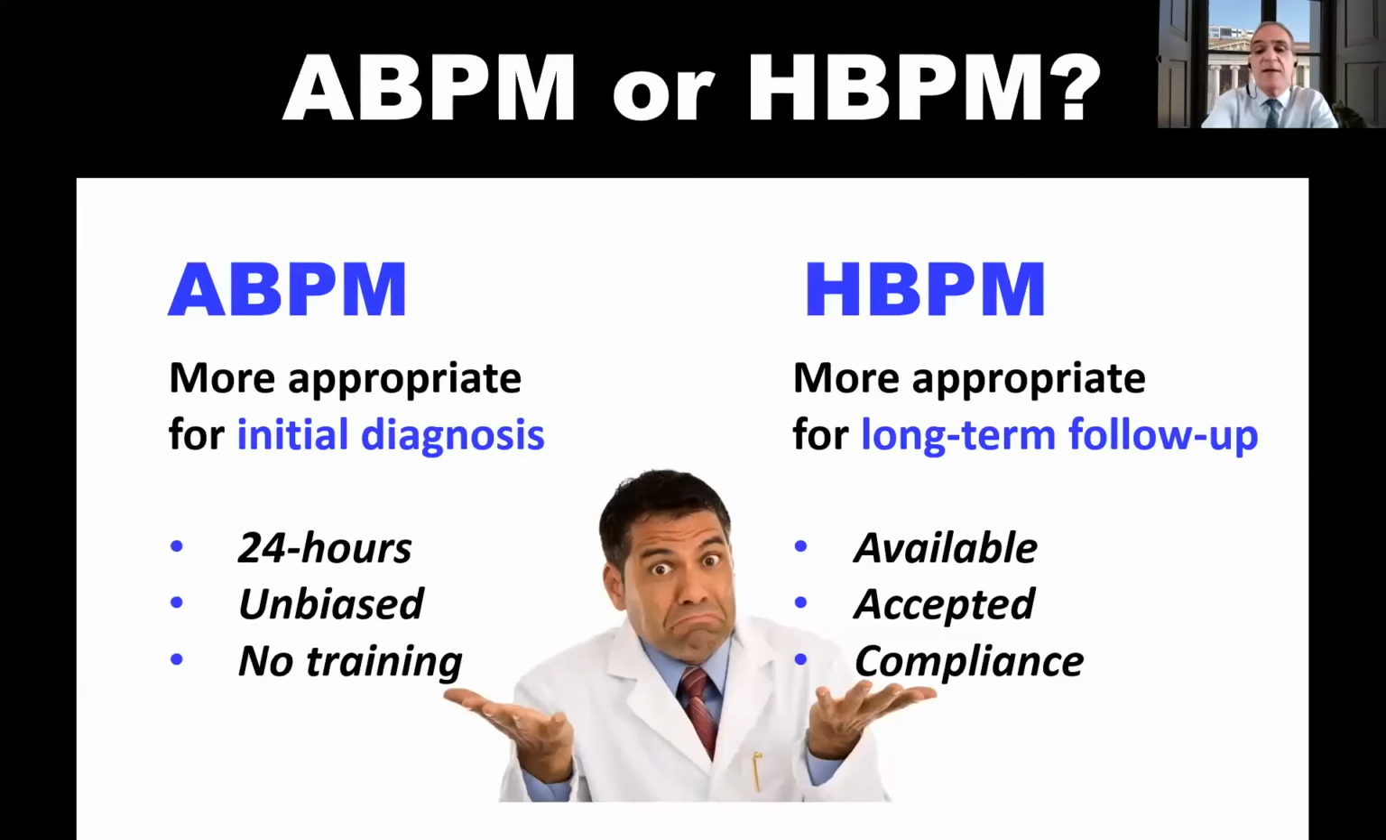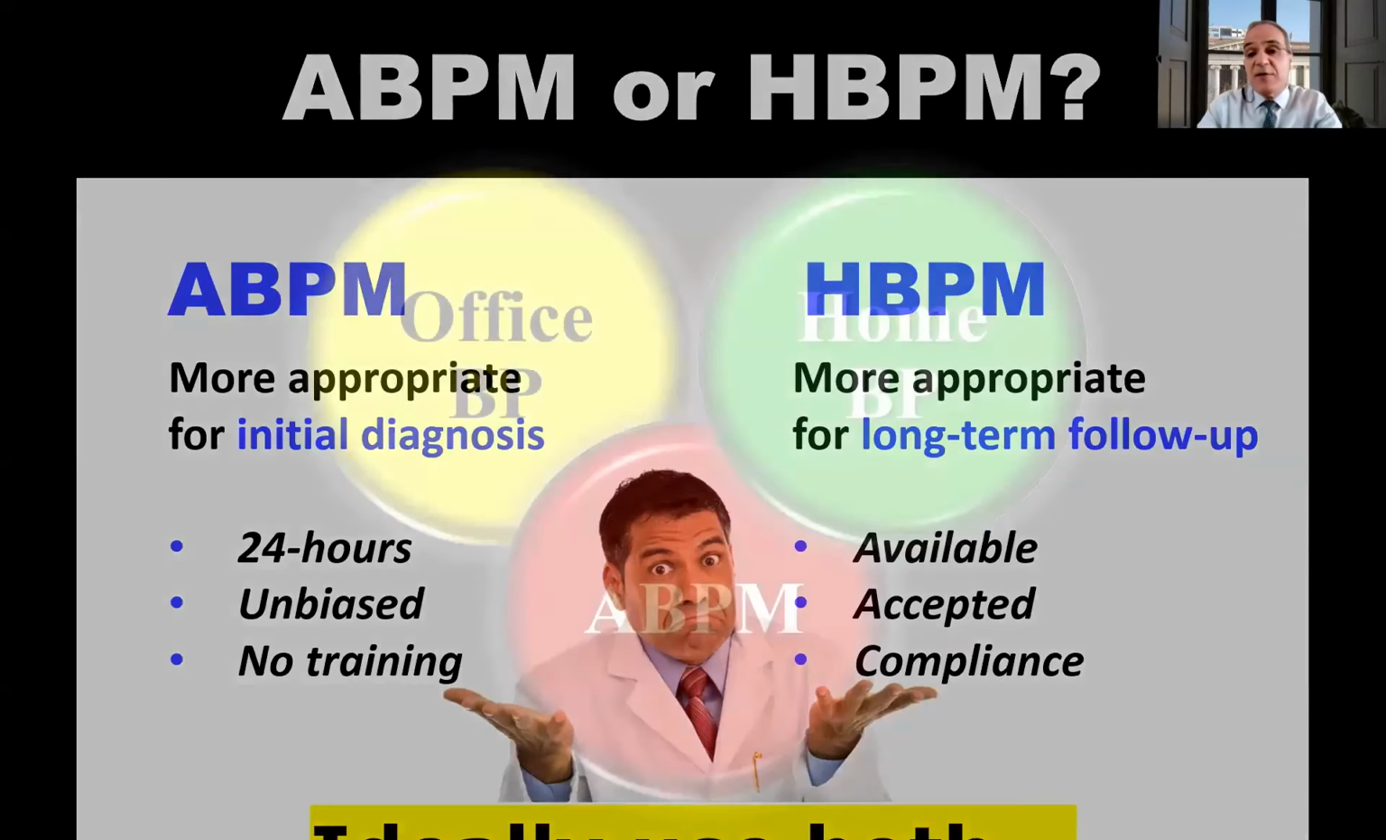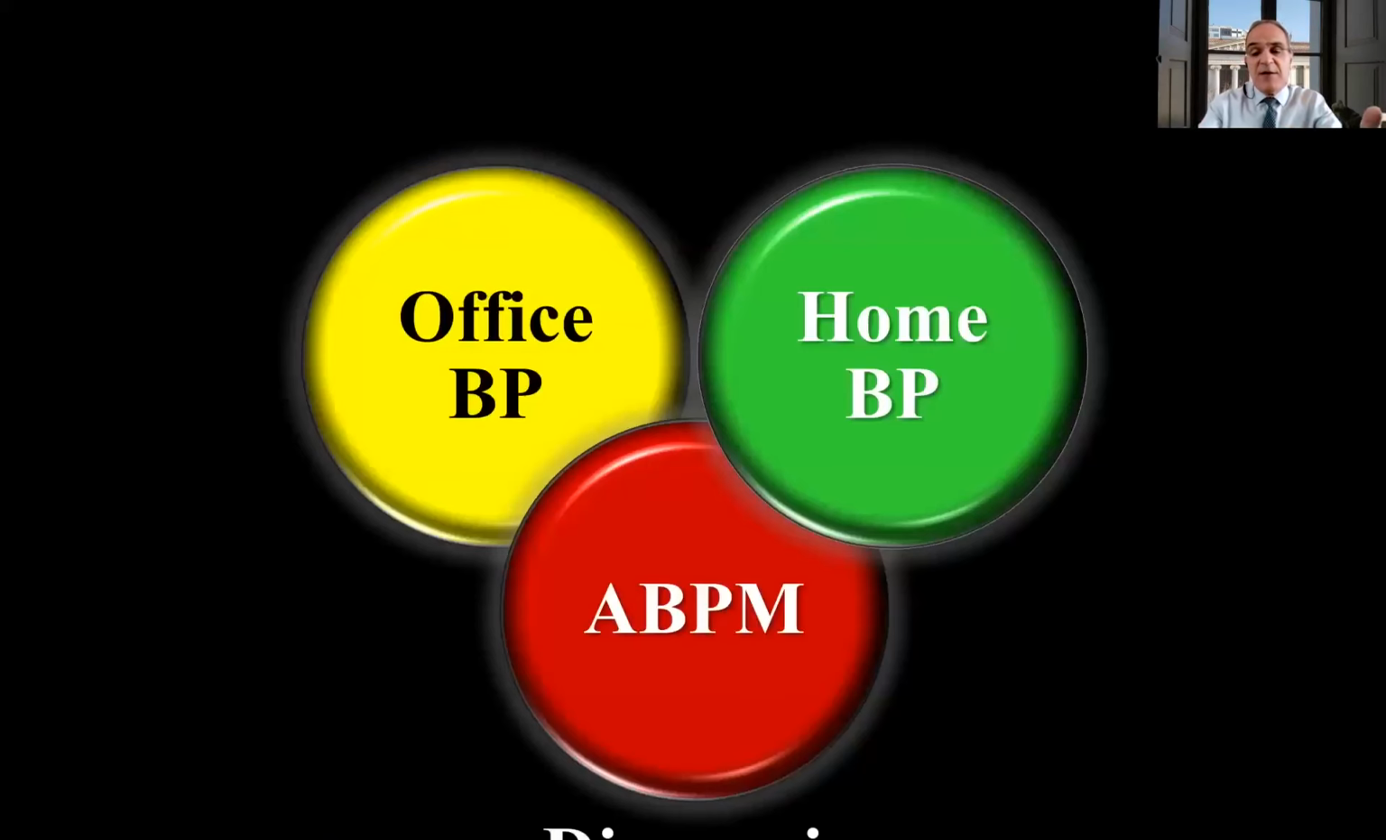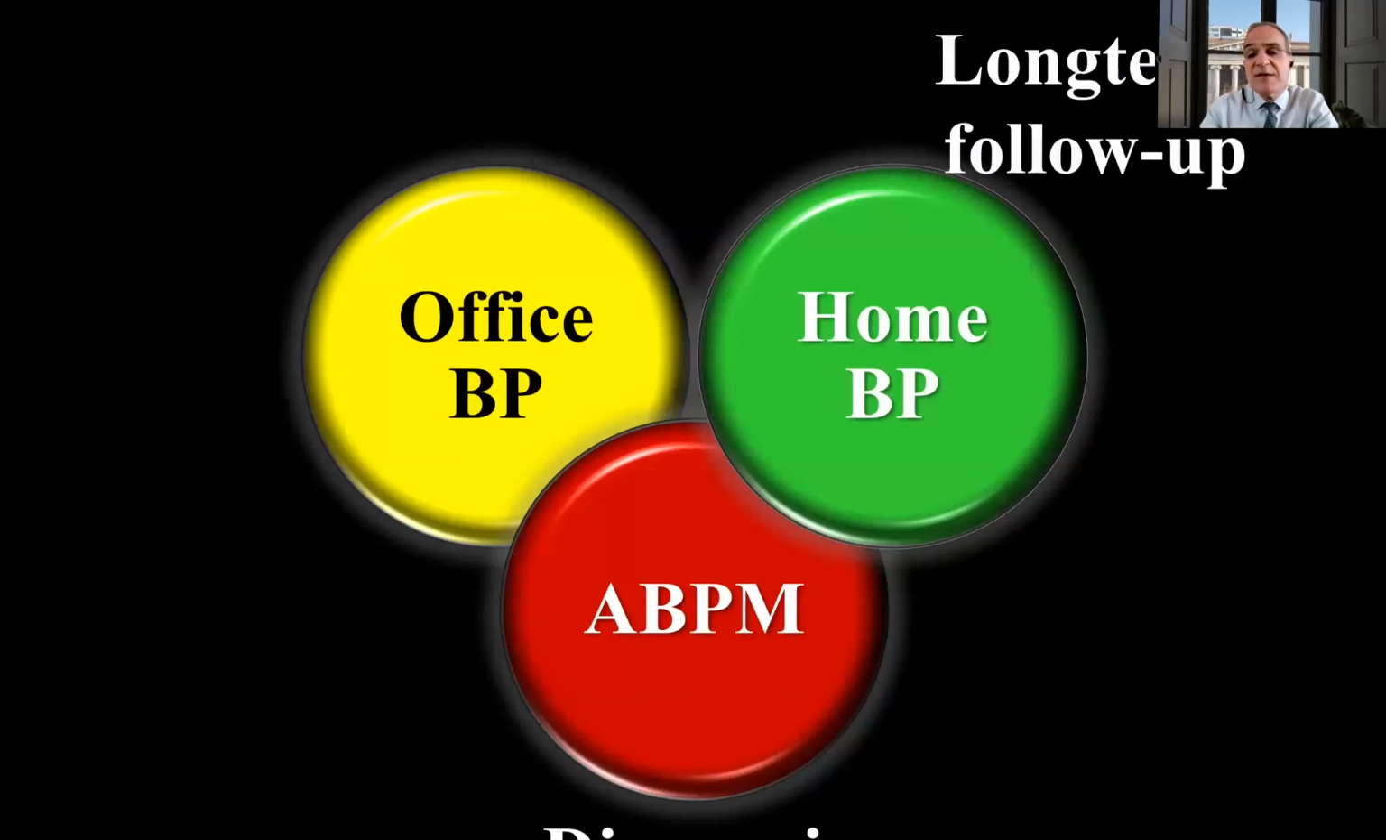Unfortunately, ideally you should use both. I know you will say it's not realistic, but unfortunately, these methods are not only competitive, they are complementary. They give you different additional complementary information of the individual blood pressure behavior and profile. So you can use any of these methods for diagnosis and follow-up, but ABPM is ideal for diagnosis. Home blood pressure is ideal for long-term follow-up. Office blood pressure is good for screening, with a question mark, because it will miss masked hypertension.